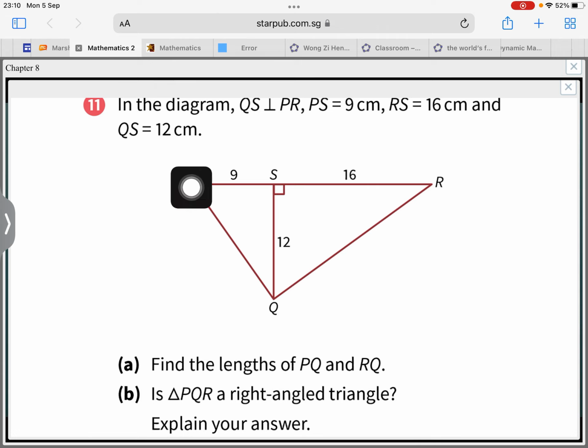So in this case, if PQR is the triangle we are looking at, the longer side is clearly PR. We want to check whether the sum of PQ square plus QR square is equal to PR square. So we break it down step by step.